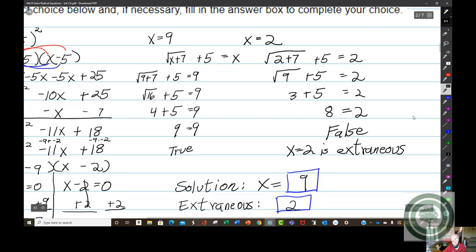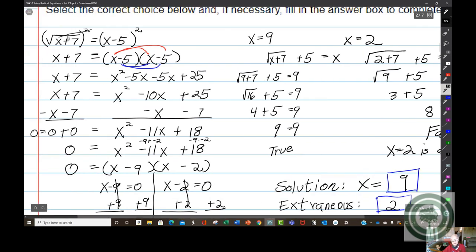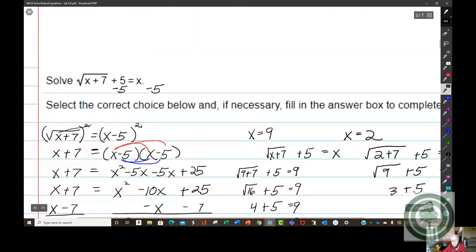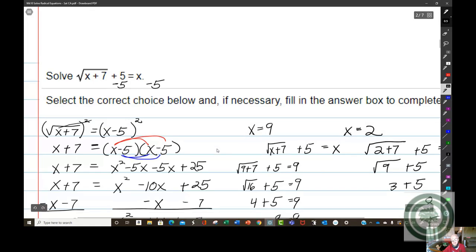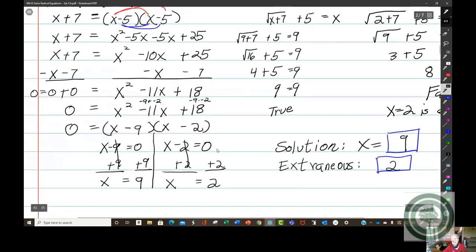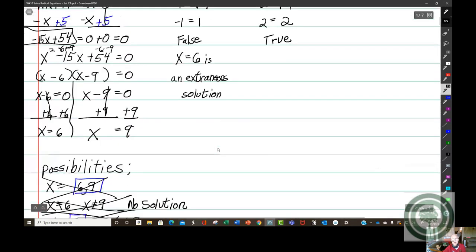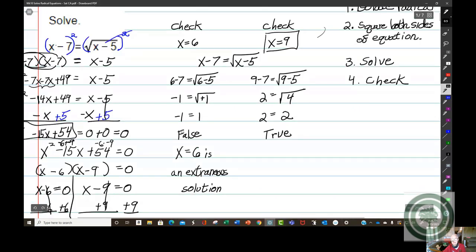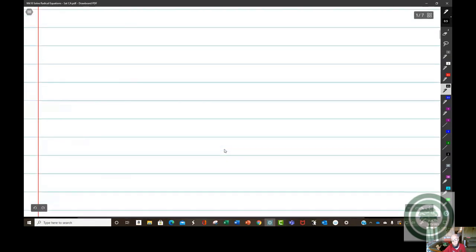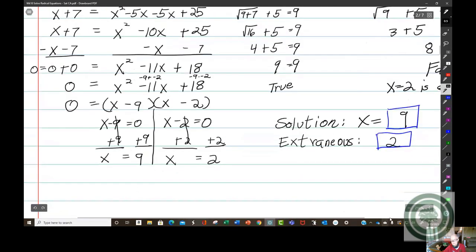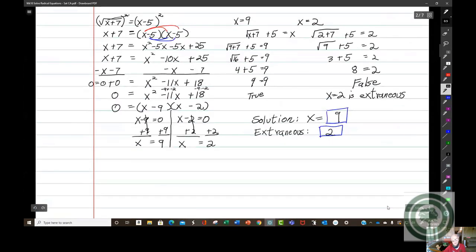Okay, this is almost exactly like this problem here, except you have to actually do the first step, subtract 5 from both sides. Other than that, it's totally just like this problem. Questions, discussion.